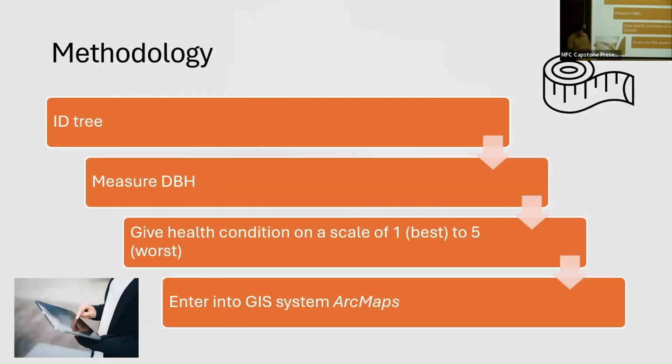All right. So for the tree inventory, the first thing we would do is obviously ID the tree species we want to inventory, and then measure the DBH. And then we would give the tree a health condition rating on a scale of 1 to 5, with 1 being excellent condition and 5 being death imminent or already dead. Yeah, I know it's a little confusing. One is the best and 5 is the worst, but I didn't make the system. And following that, we would enter the tree as a GIS point in the town system, ArcMaps.